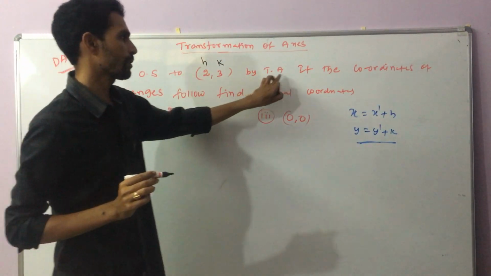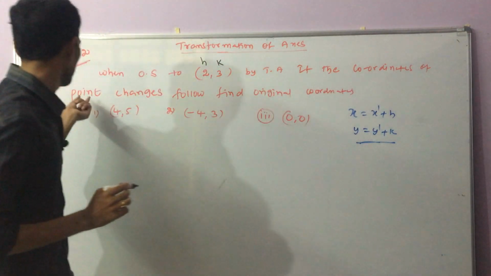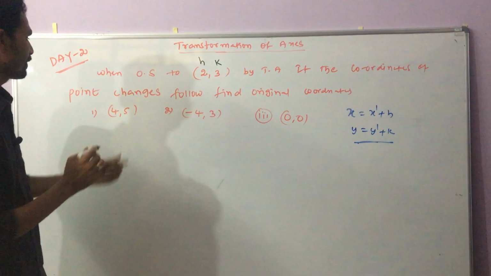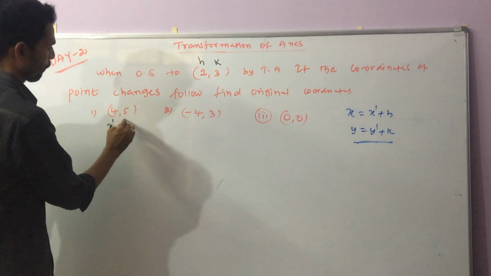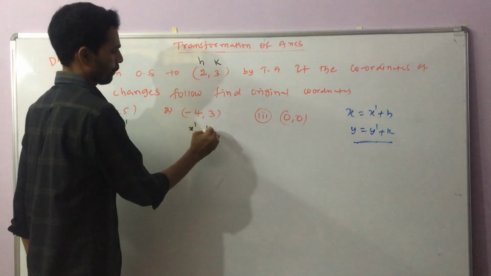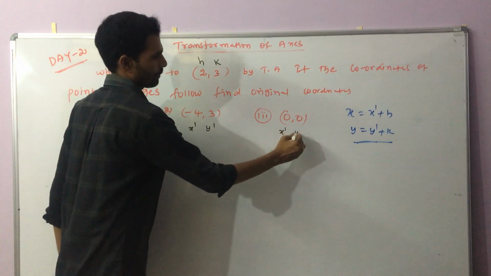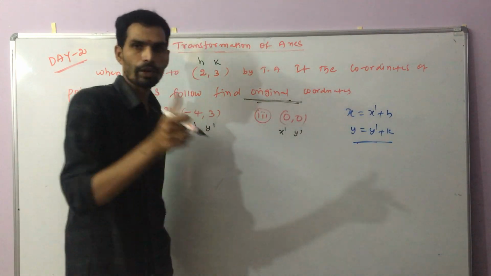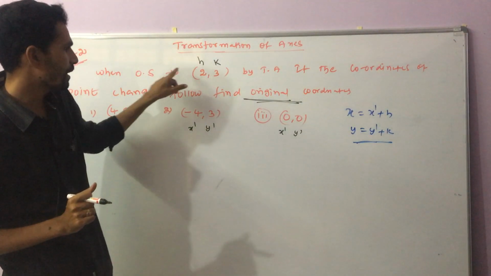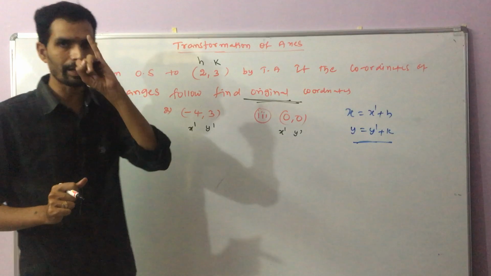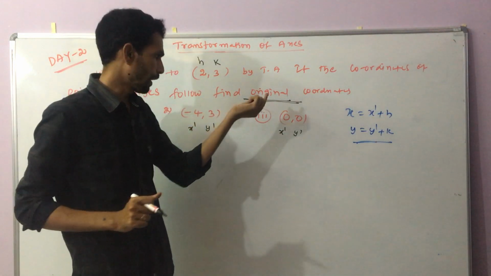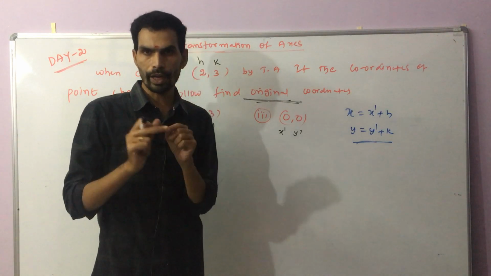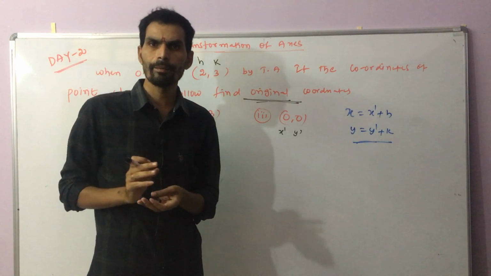By translation of axis, the coordinates of the point change as follows. Three problems are given. Here this one is x dash and y dash. What do you want? Find the original coordinates. What is given? The shifted origin h comma k is given. We have to find the original, and original means old. Given are new only.